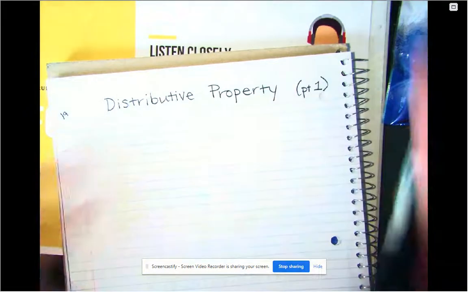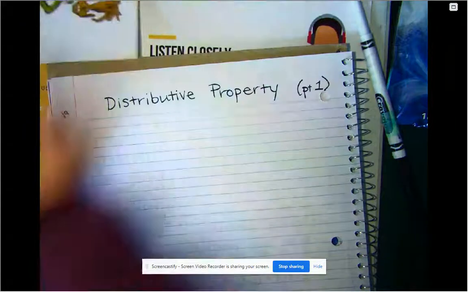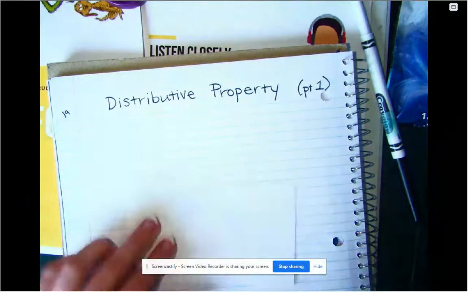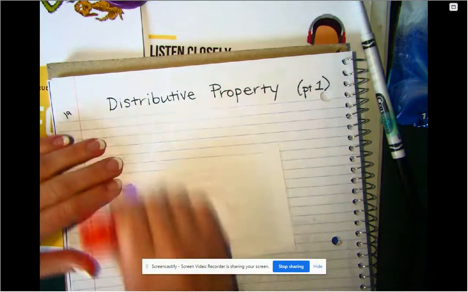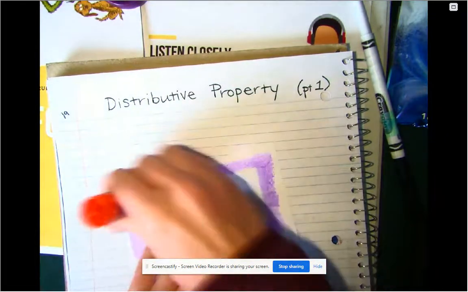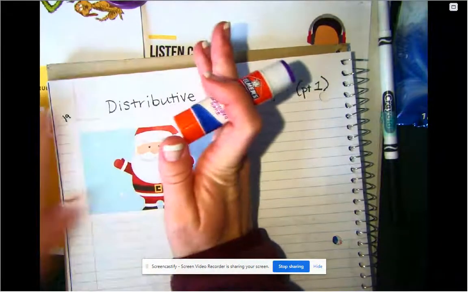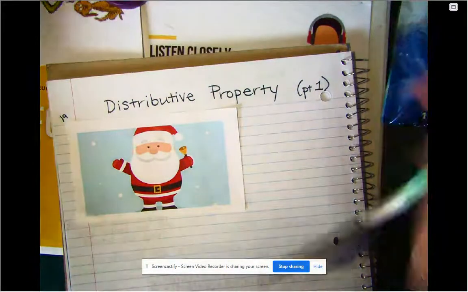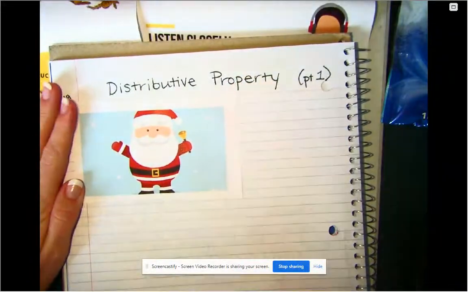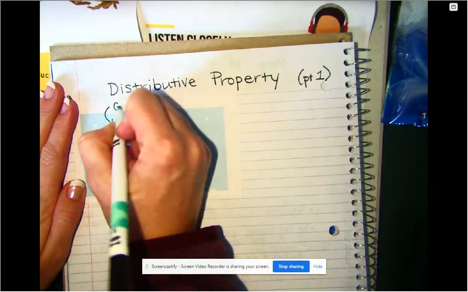And good news, you get to use your picture of Santa. Hang on to the Grinch, the day is coming soon. On my glue stick. All right, so why is Santa the picture of the distributive property? Because Santa distributes gifts. He is a gift distributor.